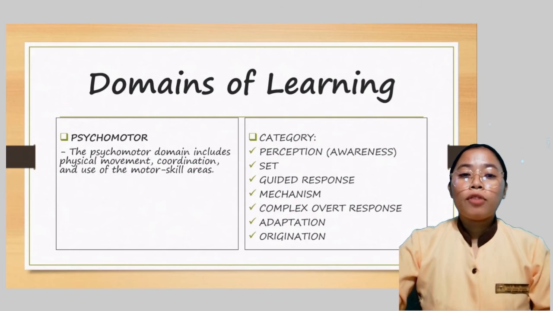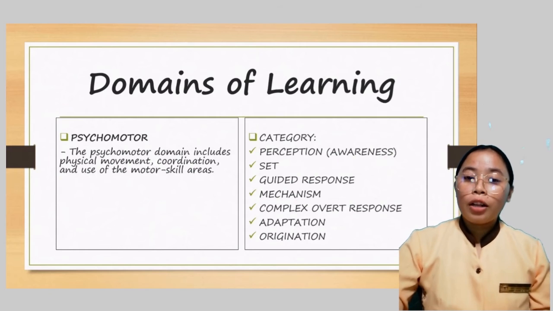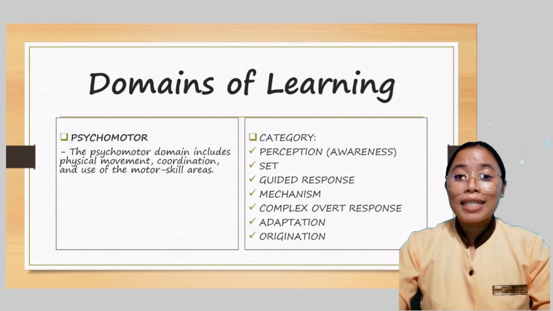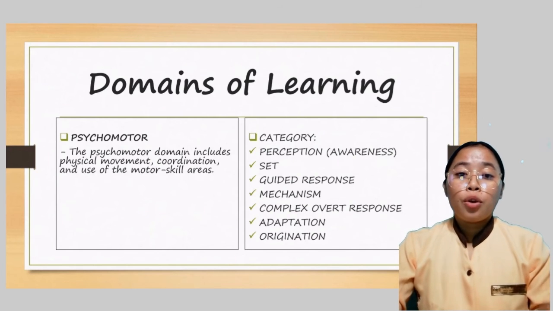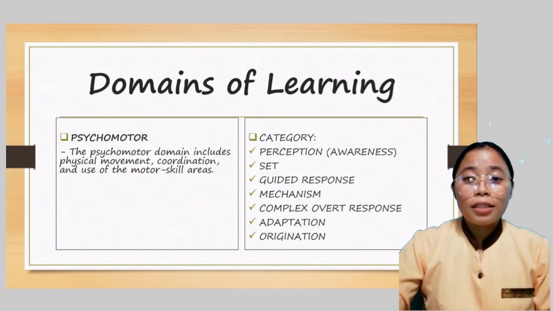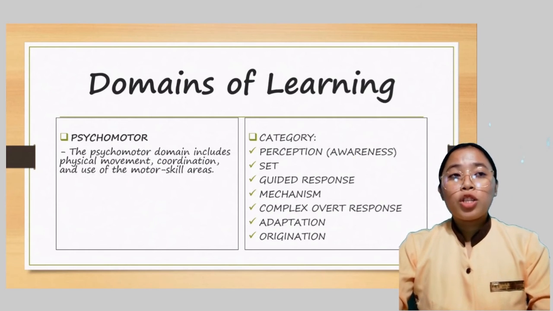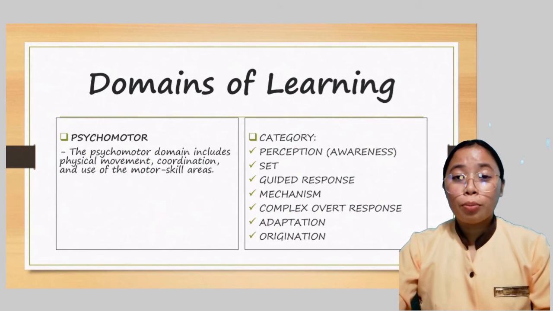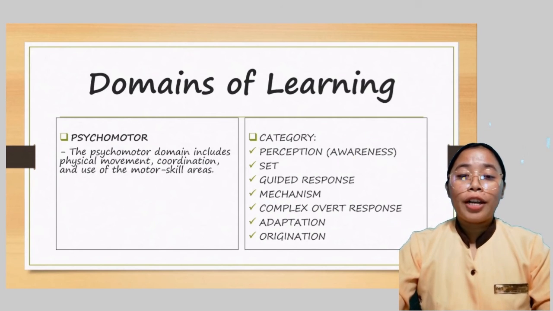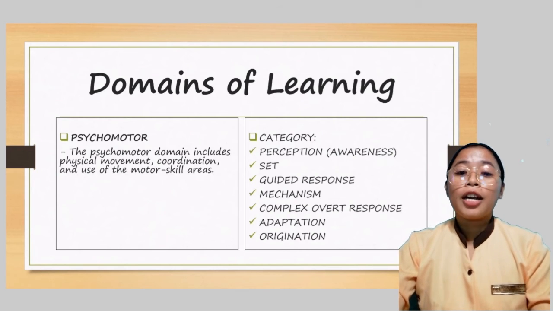The next level is the complex overt response. It is an expert level. This means that one is able to consistently perform a task, and the learners can predict the outcome. That is complex overt response. The next level is adaptation. It is an integral part of the domain which exhibits the ability of the learners to modify learned skills to meet special events. The final level is origination. It is creating new movement patterns to fit a particular situation.